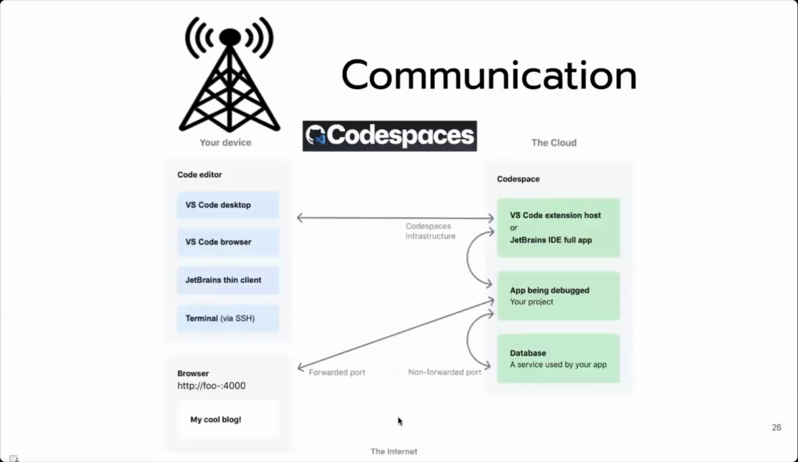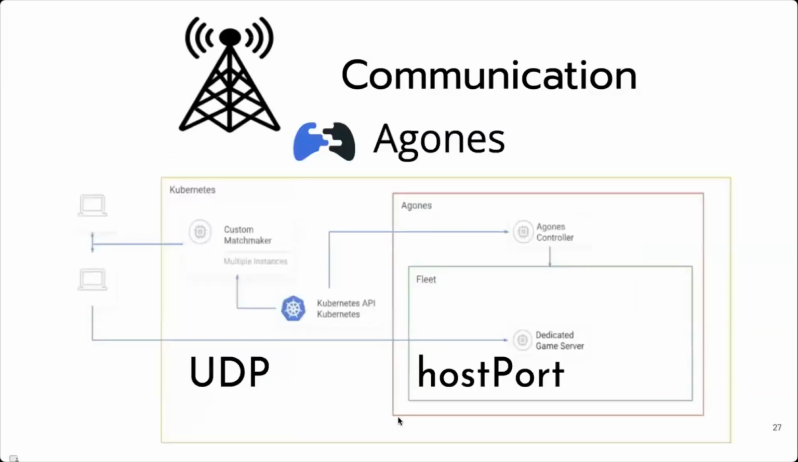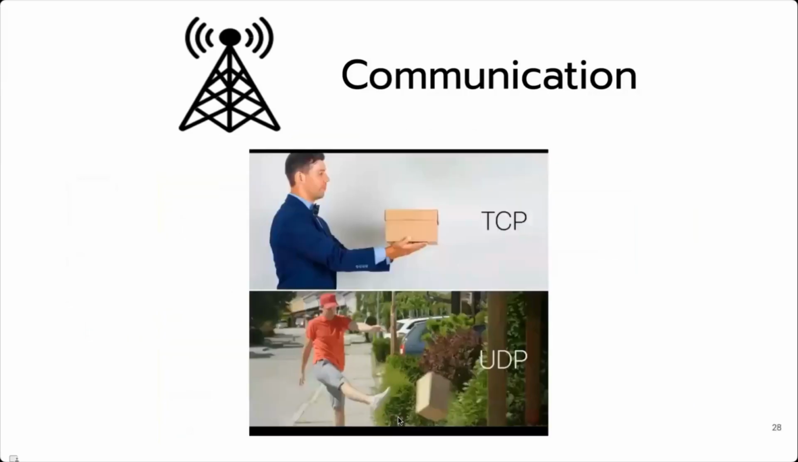GitHub Codespaces connects users to their dedicated codespace over the internet through the code editor of their choice, such as the VS Code desktop app. Returning to our example of Agones, they use the host port field of the game server container to route users to their respective game servers. Agones uses UDP as its default protocol for connecting a user with their dedicated game server. UDP, or User Datagram Protocol, is aimed at real-time applications like games.